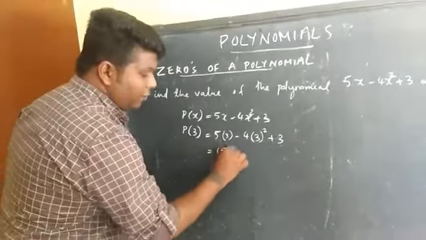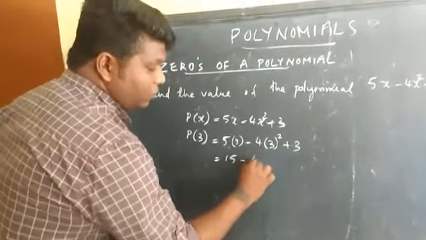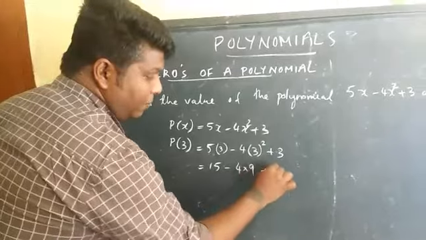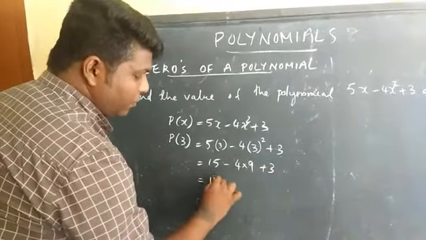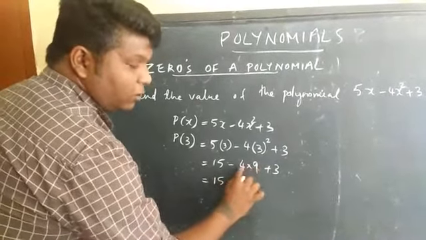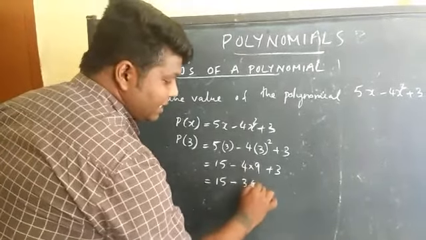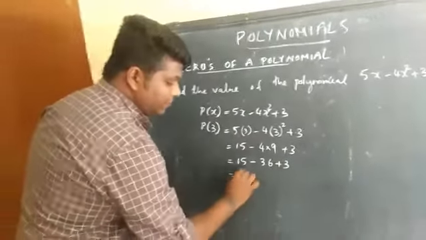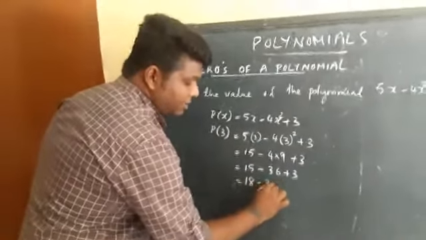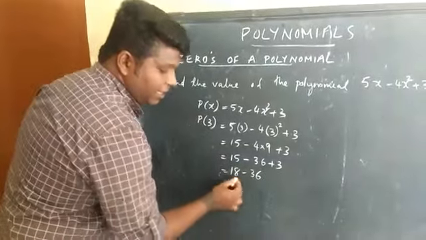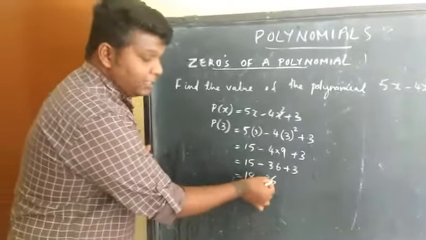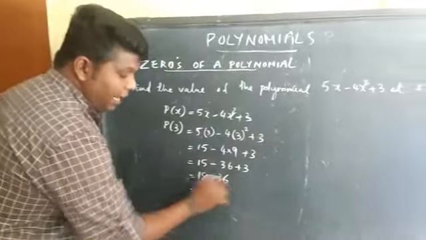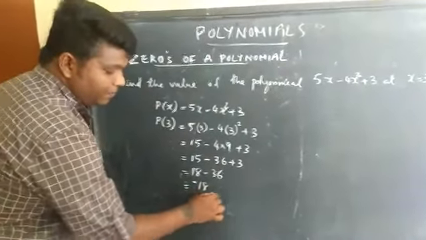5 3s are 15 minus 4 into 3 का square, it is 9 plus 3, that is equal to 15 minus 9 4s are 36 plus 3, right? 15 plus 3 is 18. 18 minus 36, that is equal to, here it is a smaller number and this is a bigger number, so smaller number minus bigger number will always give a negative sign, minus, and the difference is 18.